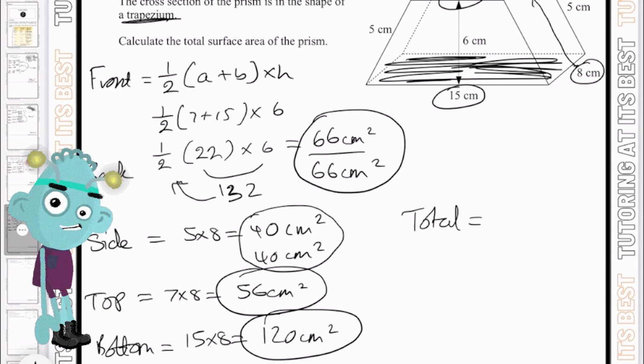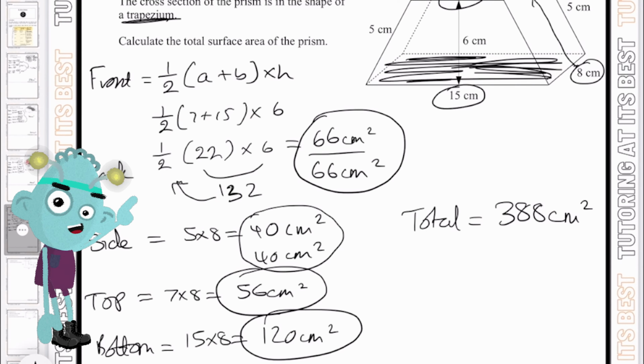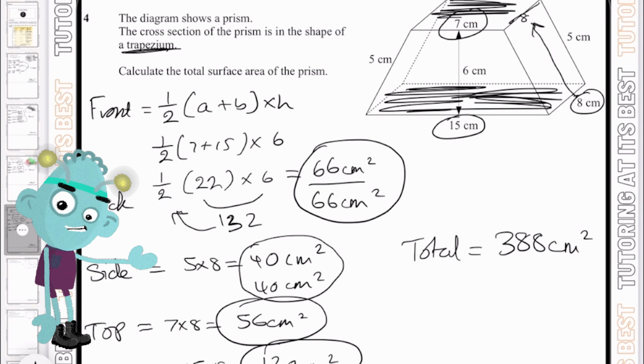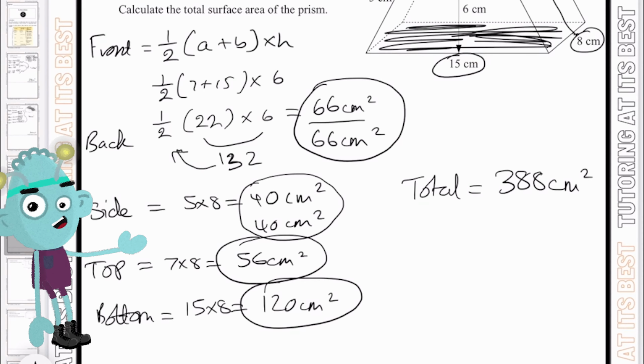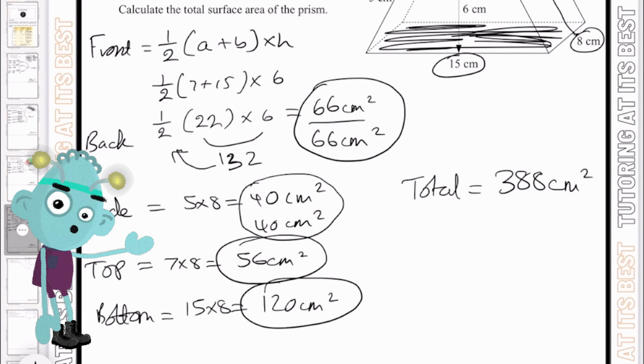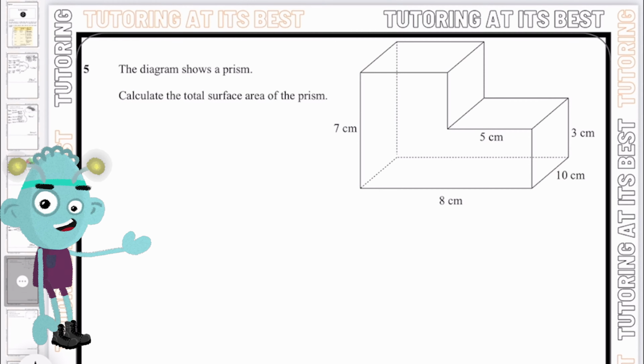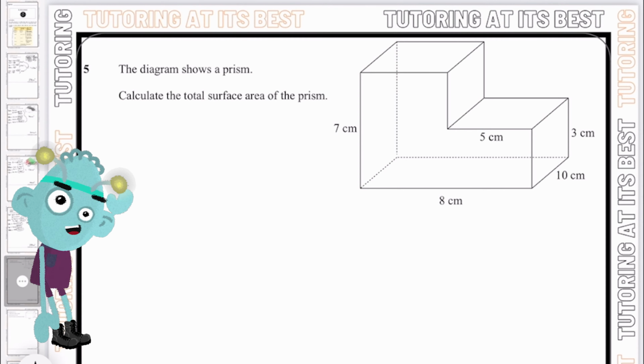And if we add that together, that would then give us 388 centimeters squared. So I hope you can see the pattern here, how we're breaking a shape down into all of the different sections, calculating the area and then adding it together to get our total. Okay, let's now move over to question number 5. Again, feel free to pause the video at any given time, attempt the question, and then press play, where we will then go through the solutions.